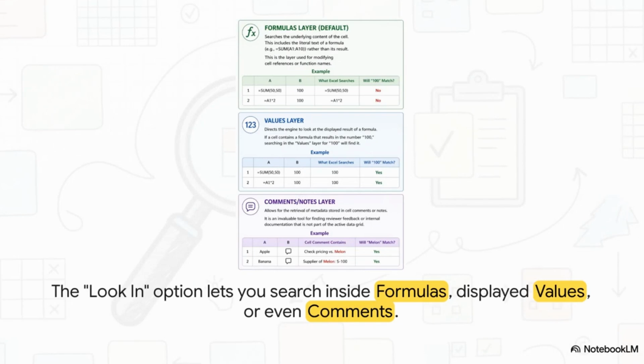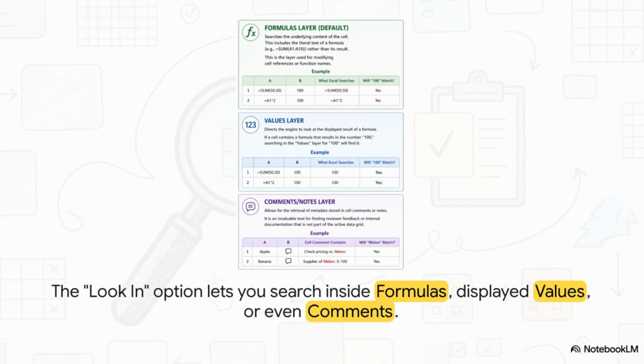Now, this one is a real game changer. You see, Excel kind of has different layers of data, and Look In lets you pick which layer to search. So in this first box, you can see that by default, Excel looks in formulas. This means if a cell has the formula equals sum 50/50, searching for the number 100 won't find it.